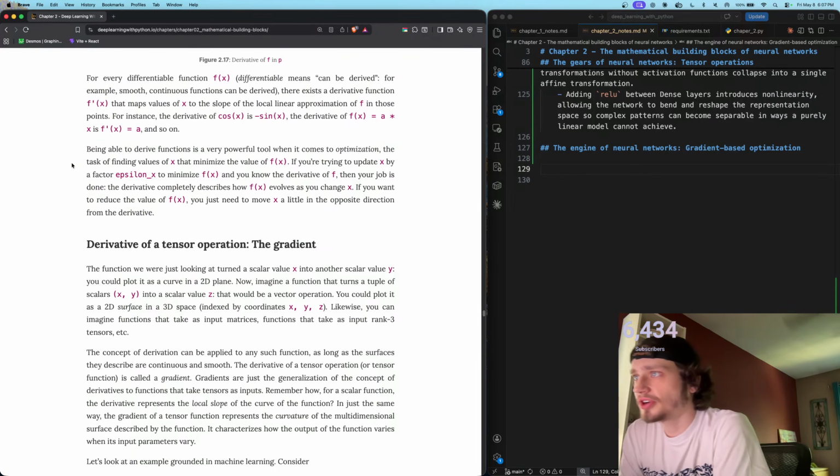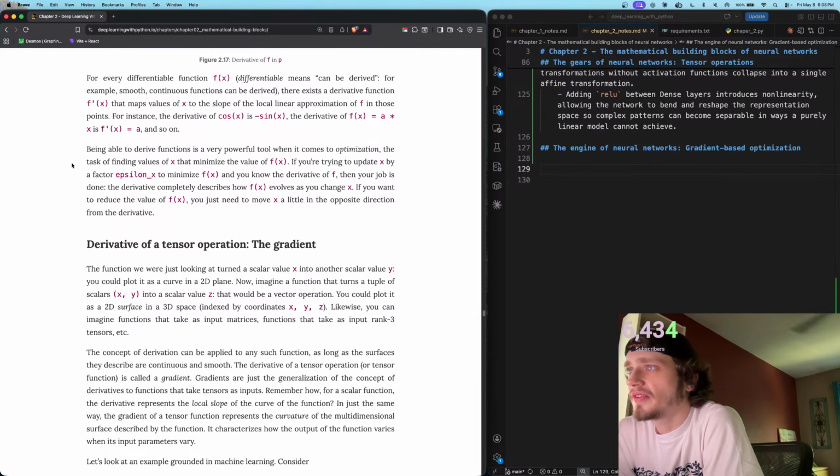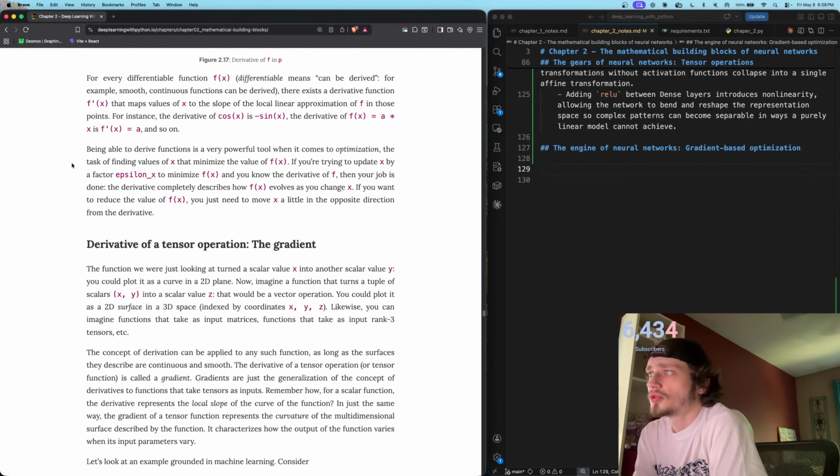Being able to derive functions is a powerful tool when it comes to optimization. The task is finding values of x that minimize the value of f of x. If you're trying to update x by a factor of epsilon x to maximize f of x, and you know the derivative of the function f, then your job is done.